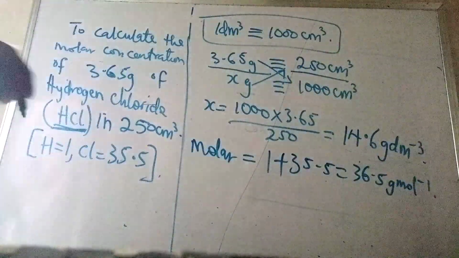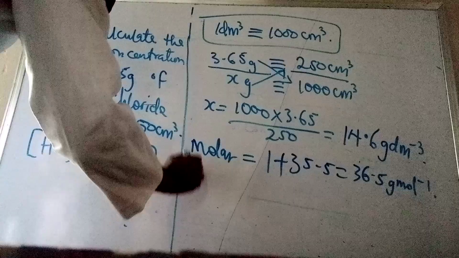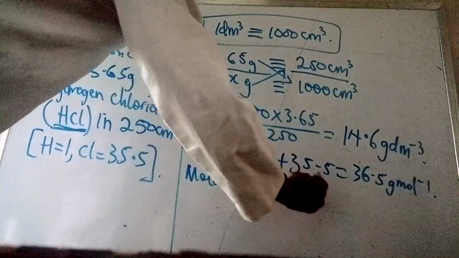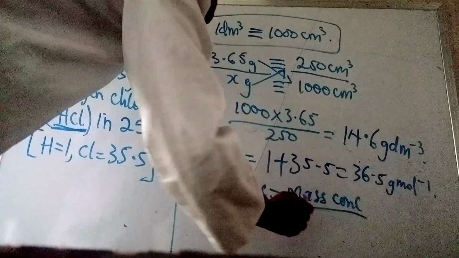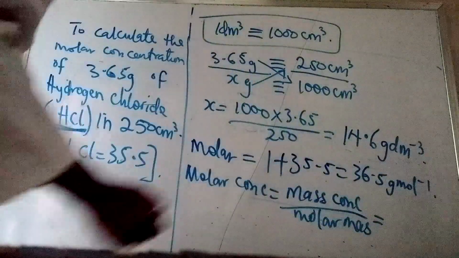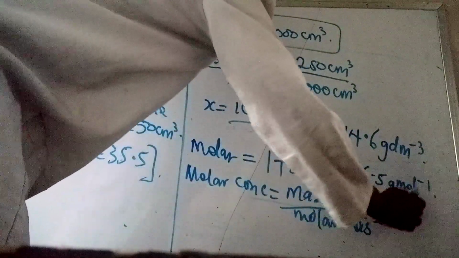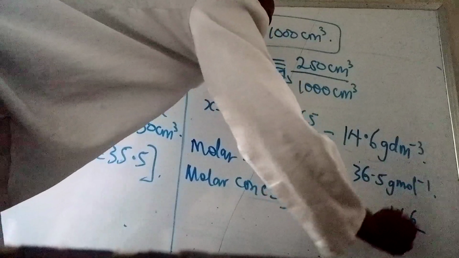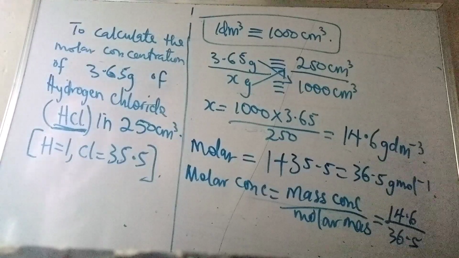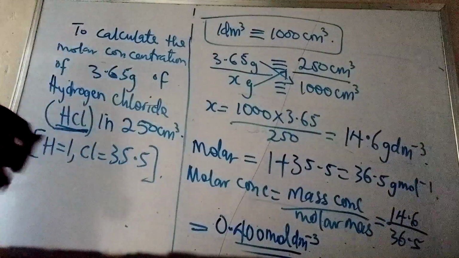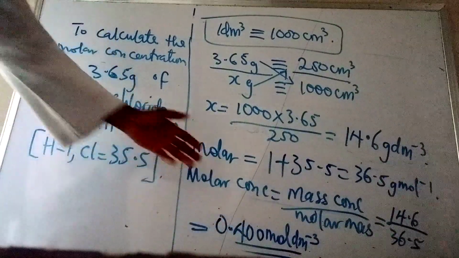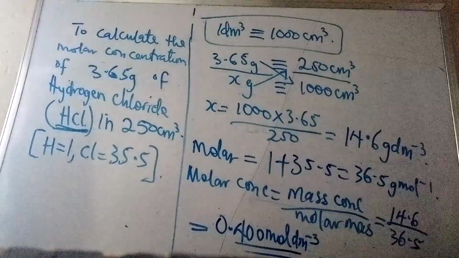So having gotten this, we now employ the formula: molar concentration equals mass concentration over molar mass, and that will be 14.6 divided by 36.5. That is 0.400 mole per dm cube. That is the value of the molar concentration of the hydrogen chloride given.